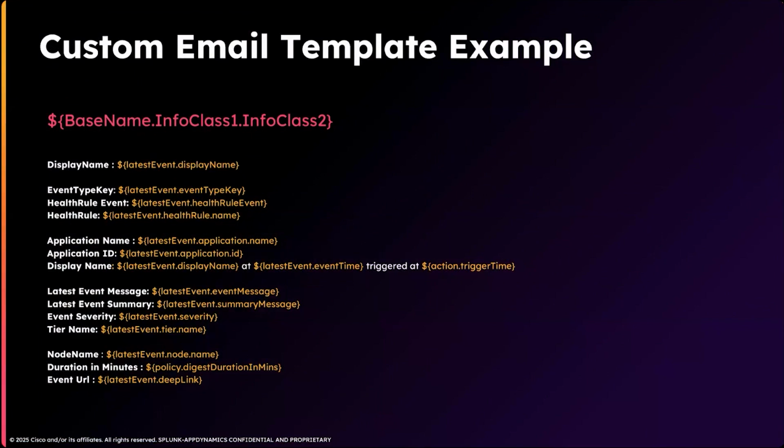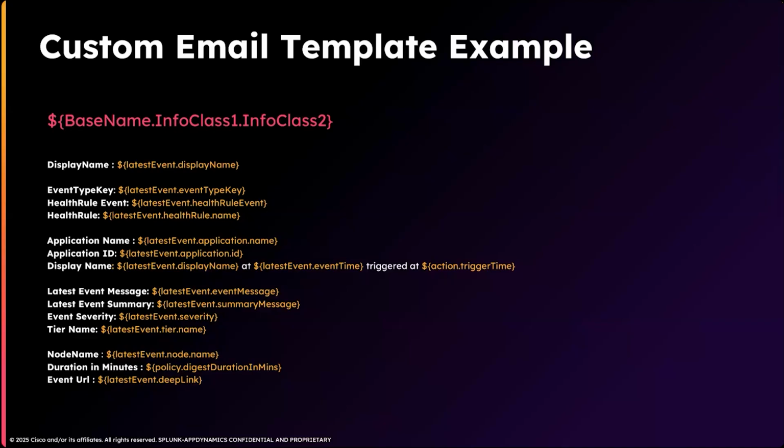So the display name, latest event.display name. The event type, latest event.event type key, health rule event, latest event.health rule event, health rule, latest event.health rule.name. And I'm going to skip down to display name. You can see in that one we kind of created a sentence. So we said latest event.display name. So that's going to be the violation at the latest event.event time. What time did that violation occur? And what was it triggered by? Action.trigger time. So what time was that actually triggered at? And let's show you how these get rendered.